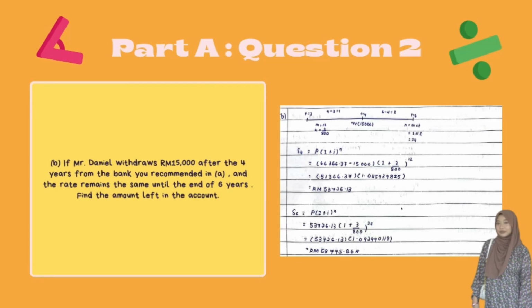Next, we're going to calculate another S6 here. So the formula is S equals P in the bracket 1 plus i in the bracket to the power of n. We substitute 53726.13 in the bracket 1 plus 3 per 800 in the bracket to the power of 24.